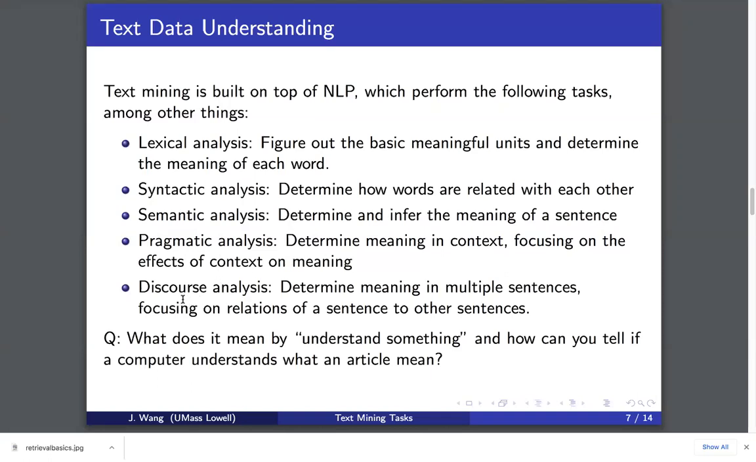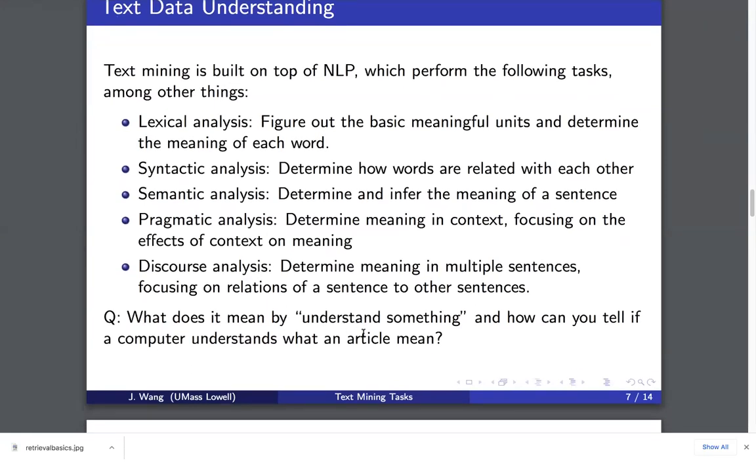And the fifth NLP task is called discourse analysis. So this is to determine the meaning in multiple sentences, focusing on relations of a sentence to other sentences. Okay, so in pragmatic analysis, you may just have one sentence, and we want to figure out what the person speaking that sentence really means by that. And in discourse analysis, you have multiple sentences and you want to know the relations of one sentence to the other in a set of sentences.